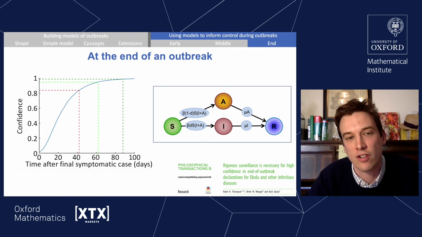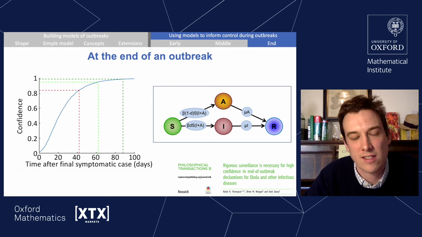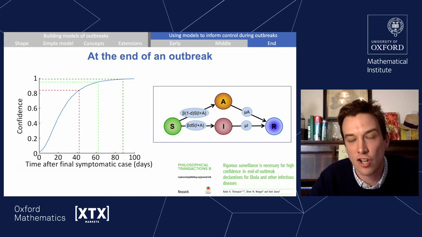If you wait for the WHO guideline period before declaring an Ebola outbreak over, then this very simple outbreak model suggests that after 42 days, which is the WHO guideline before declaring an Ebola outbreak to have finished, there's approximately an 82% chance that the Ebola outbreak really is over, and about an 18% chance that the outbreak in fact isn't over and that there are still hidden cases out there that you just can't see.